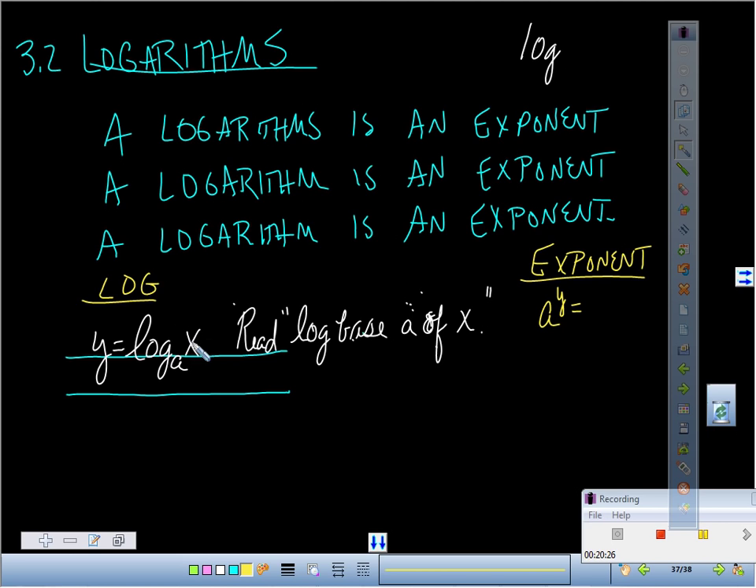Now we're going to go over there to that logarithm part, and we are going to write what everything is. All right. So what's this guy right here? He's the exponent. Okay. What's this guy right here? He's my base.